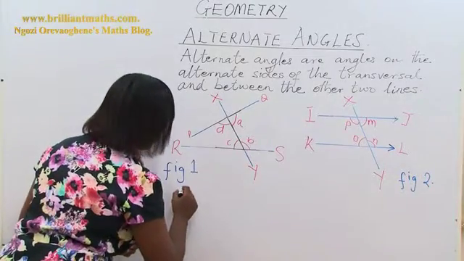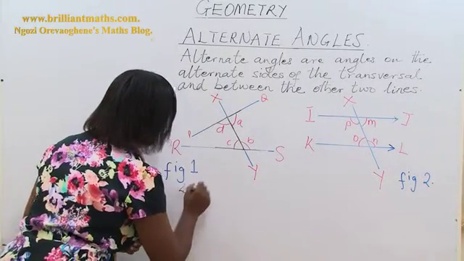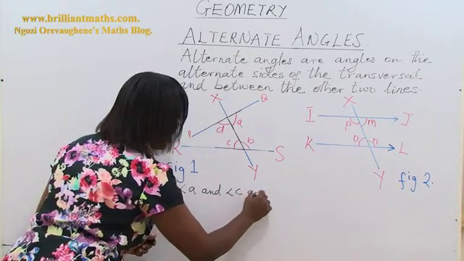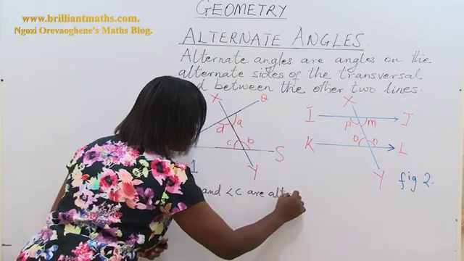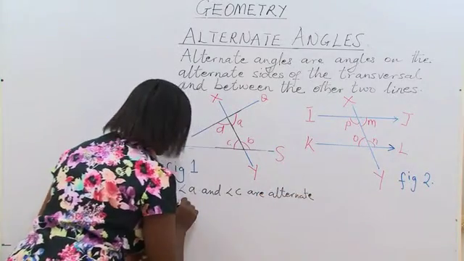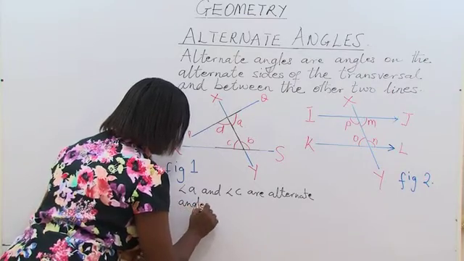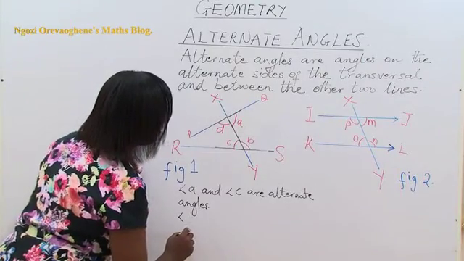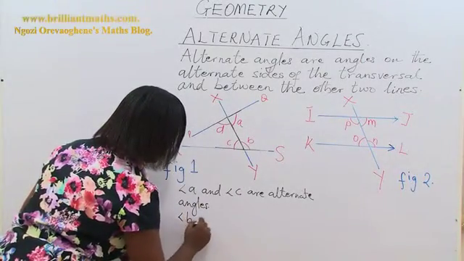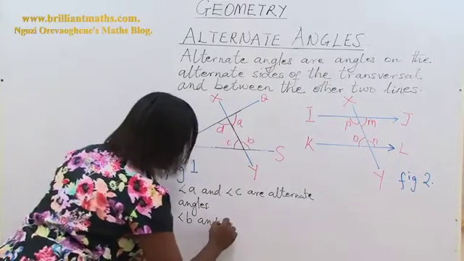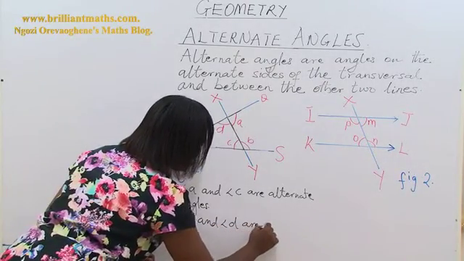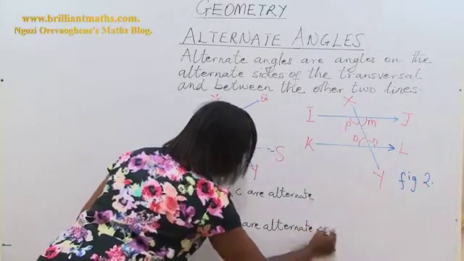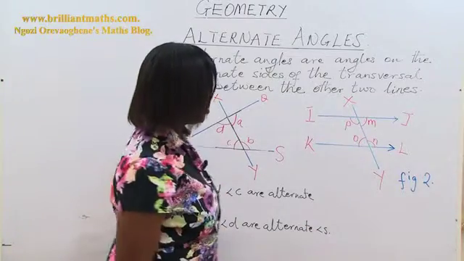So we can say angle A and angle C are alternate angles. Also, angle B and angle D are alternate angles. That's a sign for angles, for short.